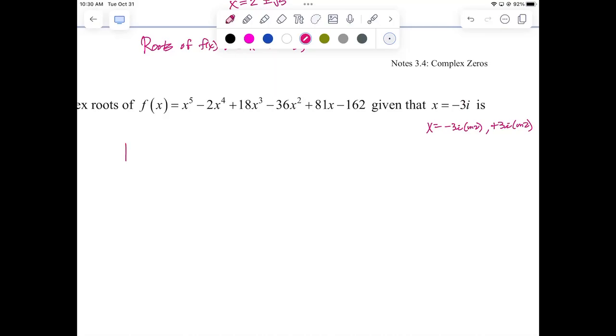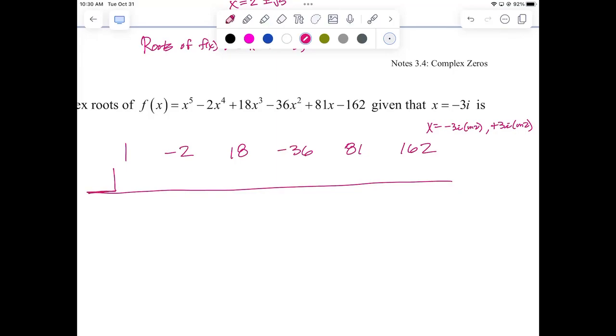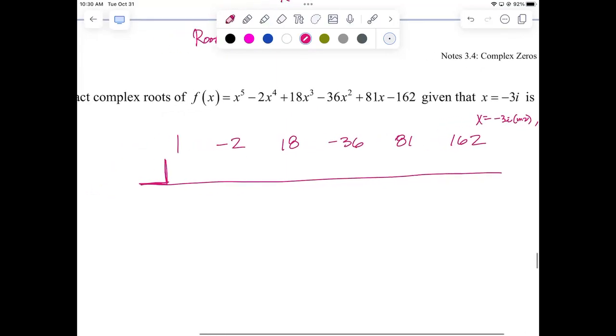Write out the coefficients. 1x to the 5th, negative 2, 18, negative 36, 81, 162. All right. Now, which one do you want to divide with first? 3i or negative 3i? Let's do positive 3i. Okay, here we go. Bring down the 1. Multiply, you get 3i. Add, you get 3i minus 2. Now, you could go off to the side and do this, but I think we could do this in our head because it's just times 3i. It's not a binomial. What's 3i times 3i?